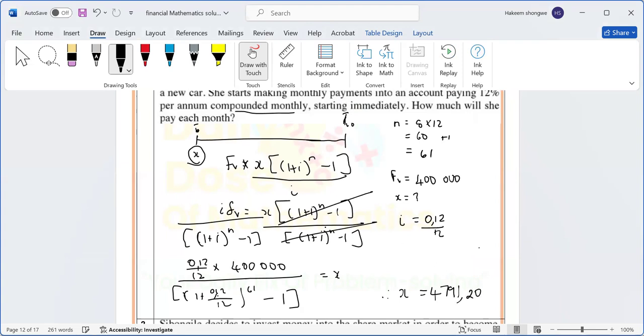4,791.20. A question like this one can be something like 3 marks, 4 marks. So I'm going to give you 1 mark for N, 1 mark for substituting in the formula, 1 mark for the final answer. We can put this here, it's money.